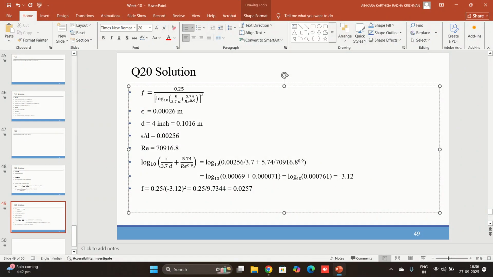5.74 divided by 70,916.8 to the power of 0.9 is actually 0.000247. And 0.00256 divided by 3.7 is 0.00069. So adding both, what will we get?